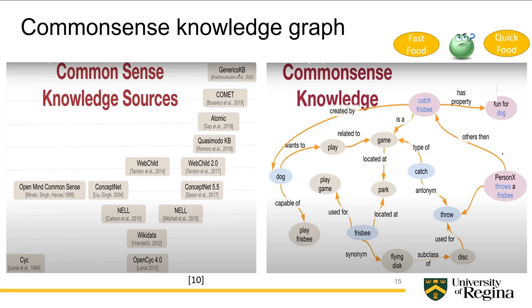And common sense knowledge helps the machine to understand the difference between words in different situations and extract the sense behind each sentence. For example, you as a human, when you hear fast food and quick food, according to the concept and related work, you can understand the difference between fast food and quick food.